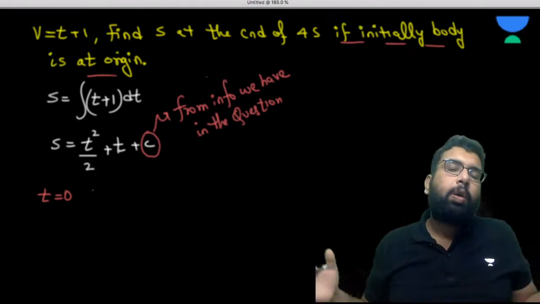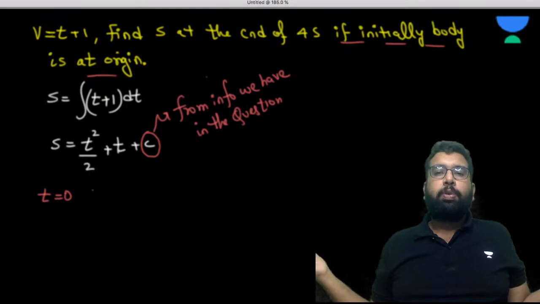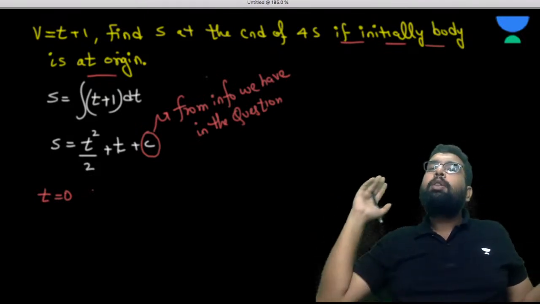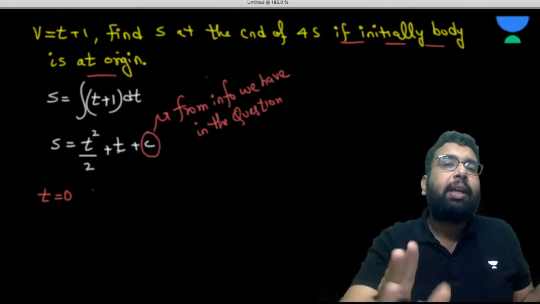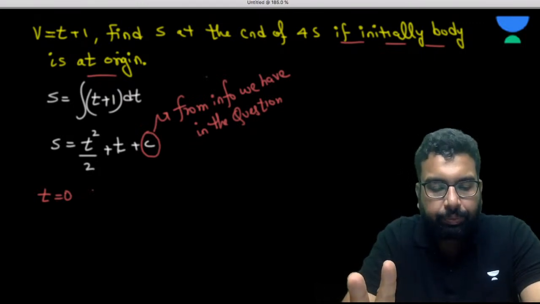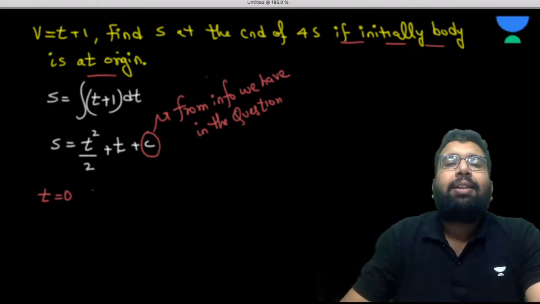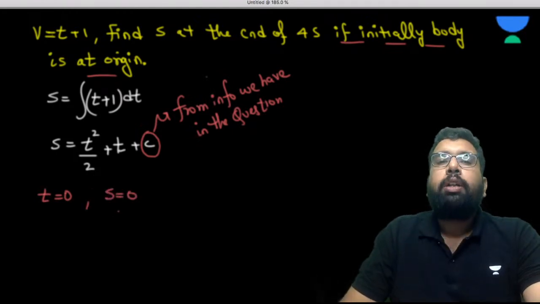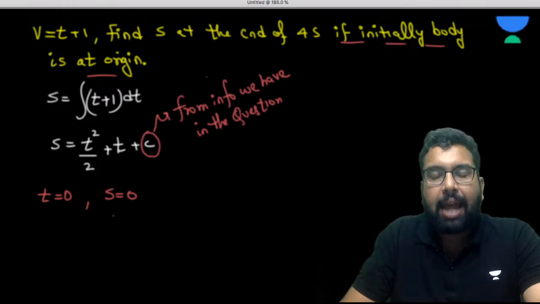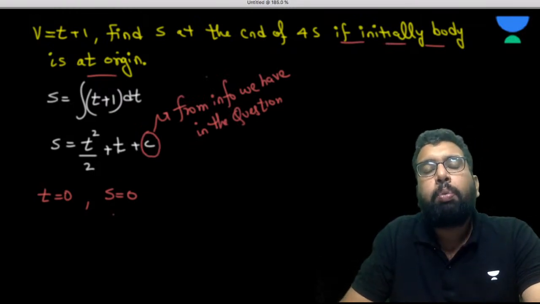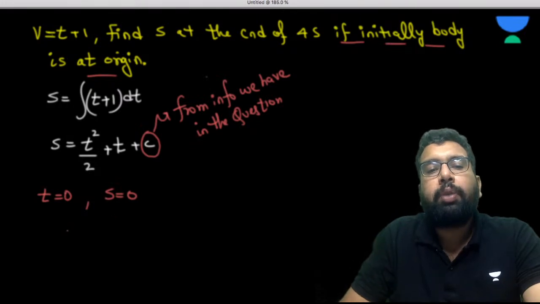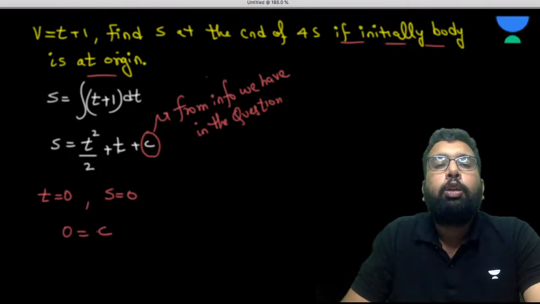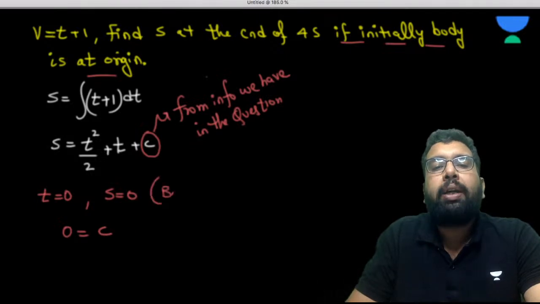Okay, because we obviously know that time is never 0. But that is your frame of reference, from where you are taking the reference of average. Now at t is equal to 0, the body is at origin, which means s is equal to 0. So if I put s is equal to 0, t is equal to 0, then we'll be getting c is equal to 0. This is also what we call the boundary condition.